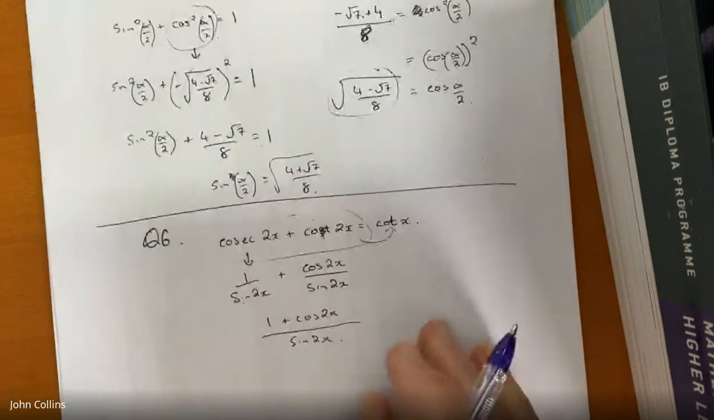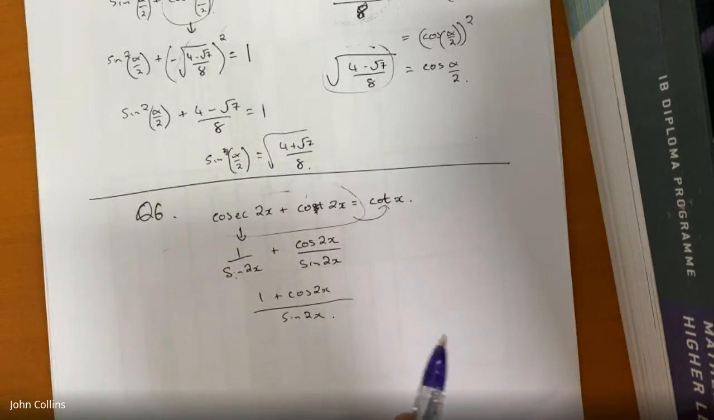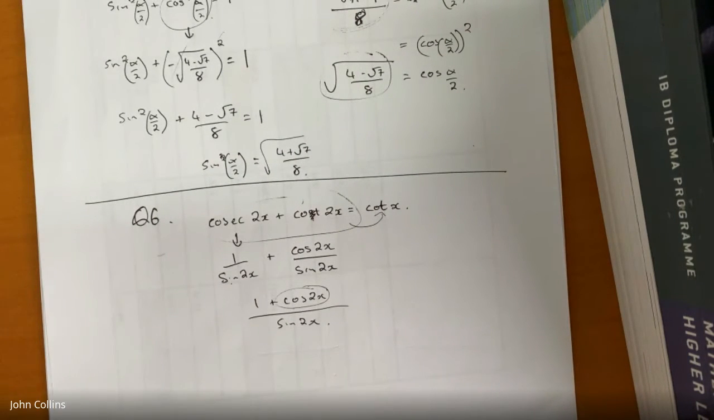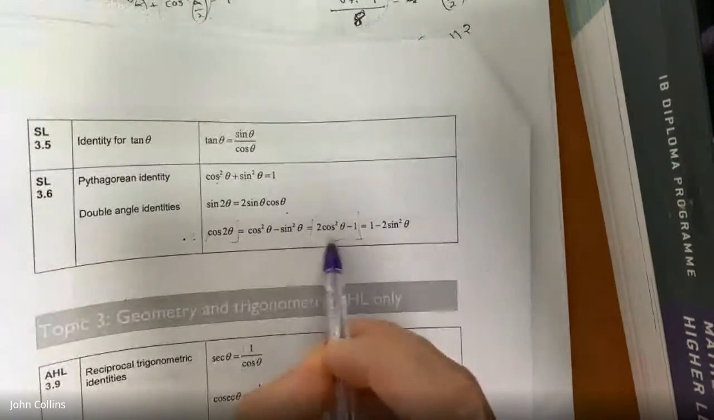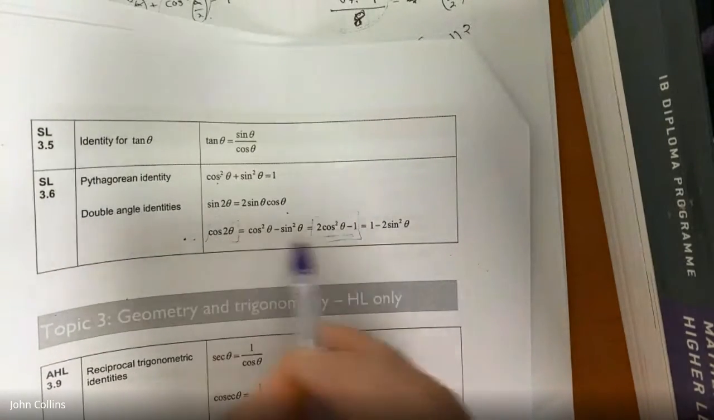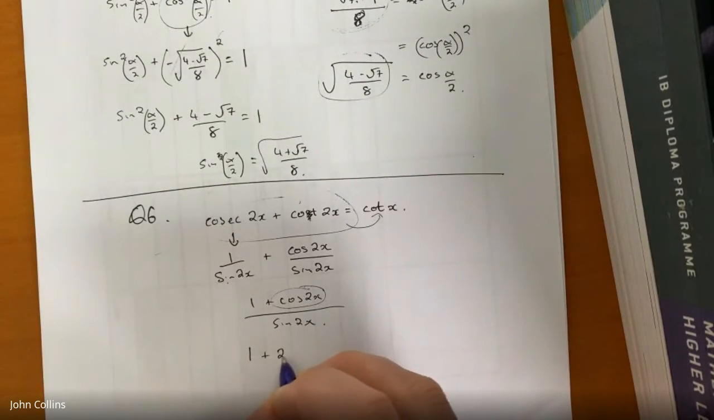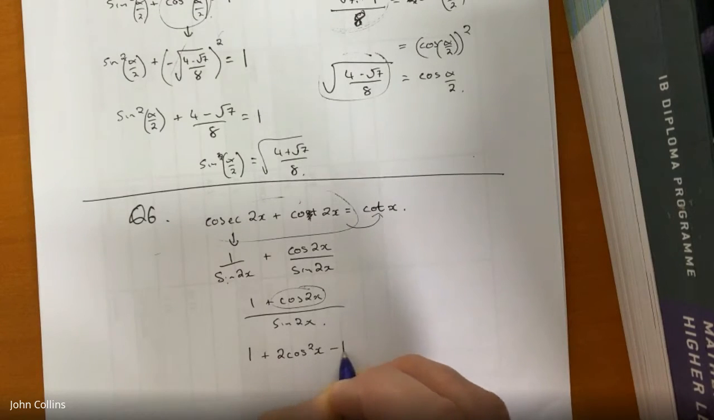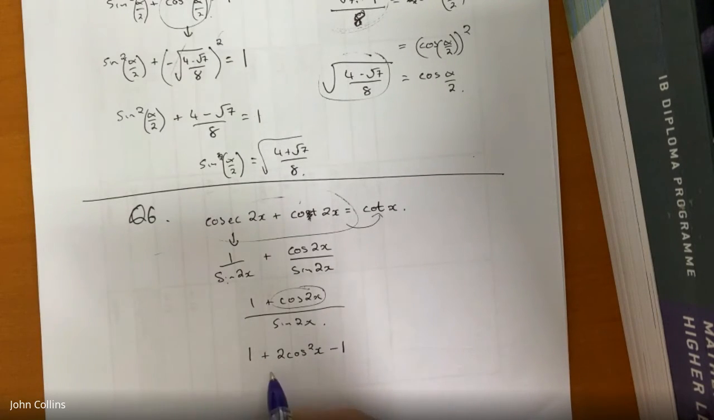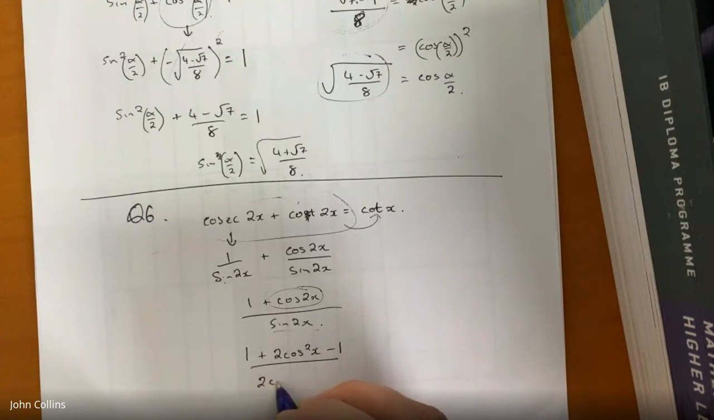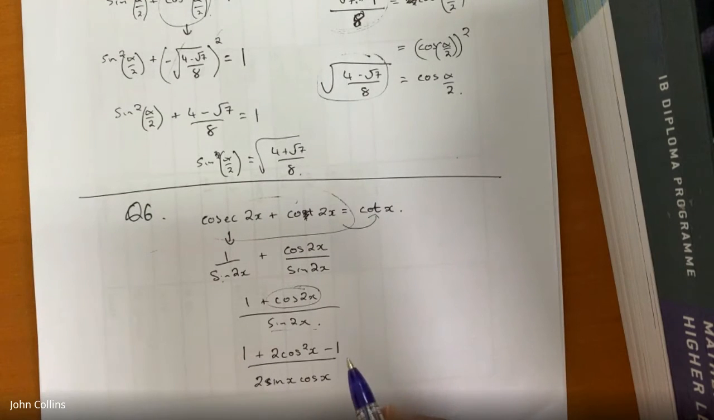That's all good. Gonna have to use some identities here. Gonna turn that into cos. Use this one. Cos 2 theta is equal to 2 cos squared theta minus 1. Okay. So 1 plus 2 cos squared x minus 1. So squared now. All over. And I'll change this one to this one, to sine x cos x.